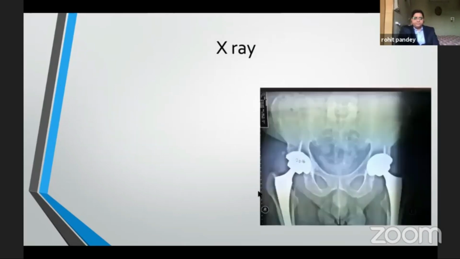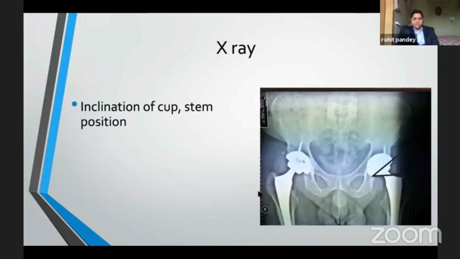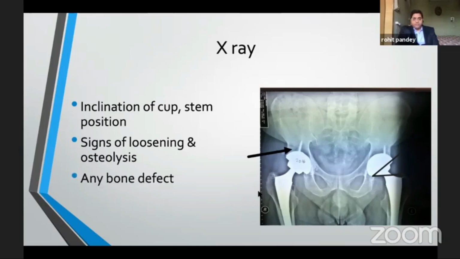Regarding X-rays, you can see the alignment of the components: what is the inclination of the cup, and whether the stem is in varus or valgus. Are there any signs of loosening or osteolysis? In this case, there is some loosening around the acetabulum as well as around the femur. Is there any bone defect? And in the later stages, you may have a dislocation or a periprosthetic fracture.